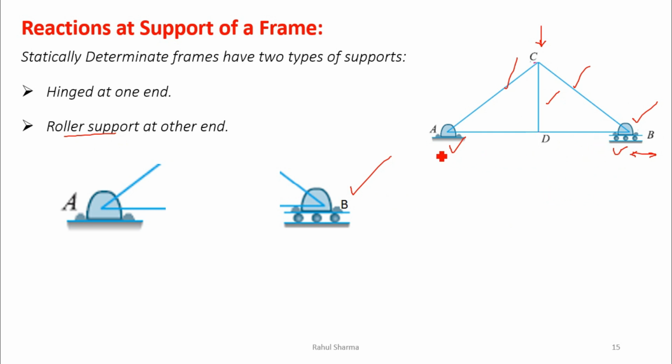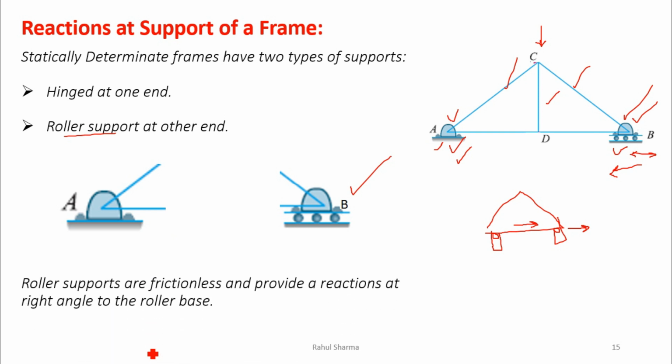But what will happen if both are rolling? Then the structure will start moving. If we have a river and we have designed a bridge on that river, and both are rolling supports, then due to any vehicle passing over the bridge, the bridge will start moving in the direction of the wind or whatever force is being applied. So both cannot be rolling, because if one end is fixed, the rolling support will come back to its initial position. That is why we have one hinge support and a second rolling support.